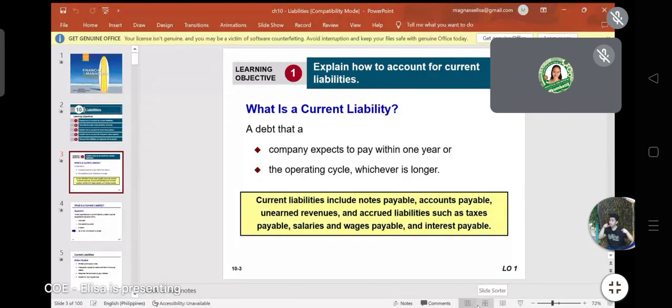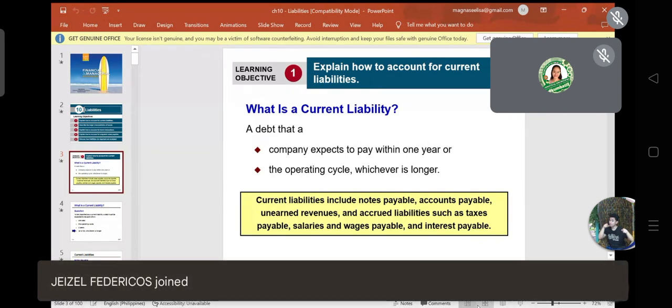And then you have the notes payable, you have your accounts payable, unearned revenues, accrued liabilities, such as taxes payable, salaries and wages payable, and interest payable. So when we say notes payable and accounts payable, this is the reverse of accounts receivable and notes receivable.